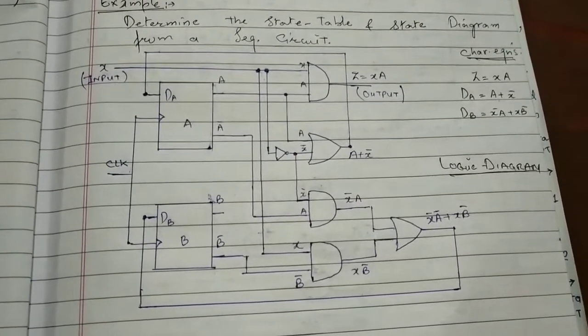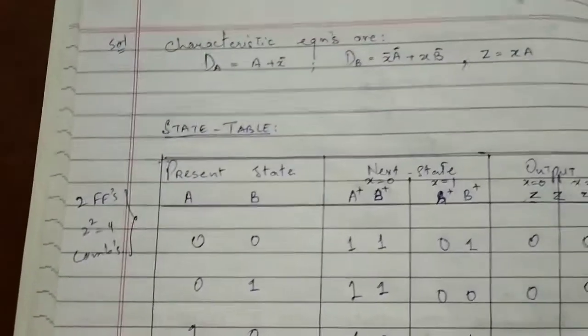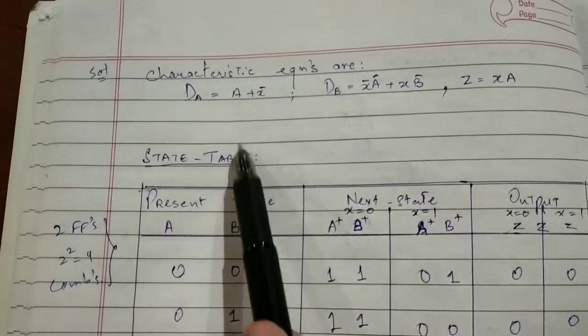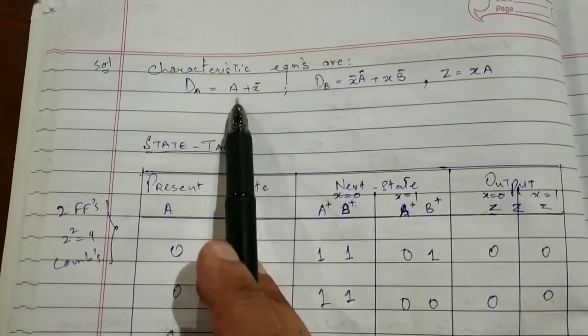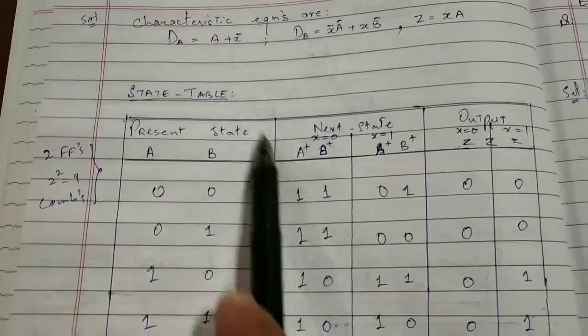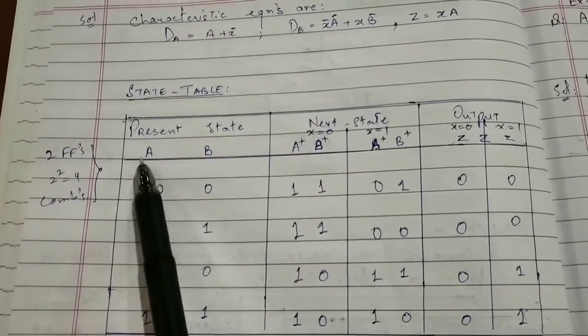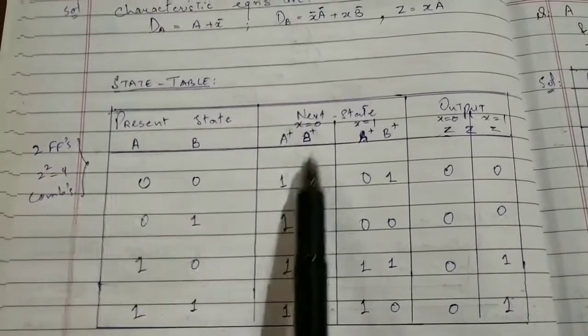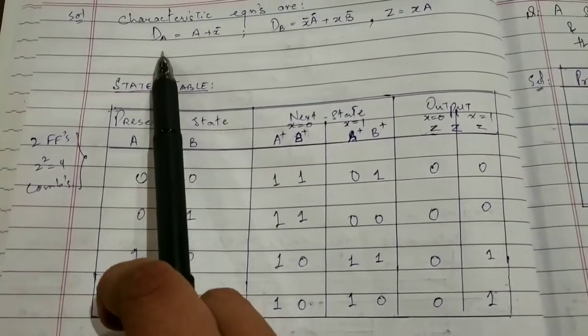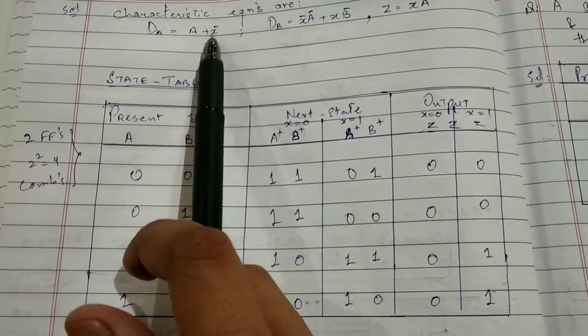Now we can simply find the state table by substituting the four combinations in these characteristic equations. For example, we can find dA by substituting A equal to 0, B equal to 0 in these equations. For A equal to 0 and X equal to 0, we get dA equal to 0 plus 0 bar.